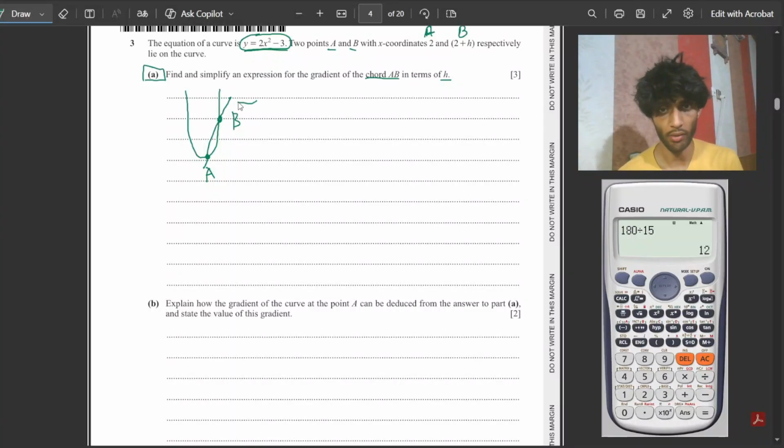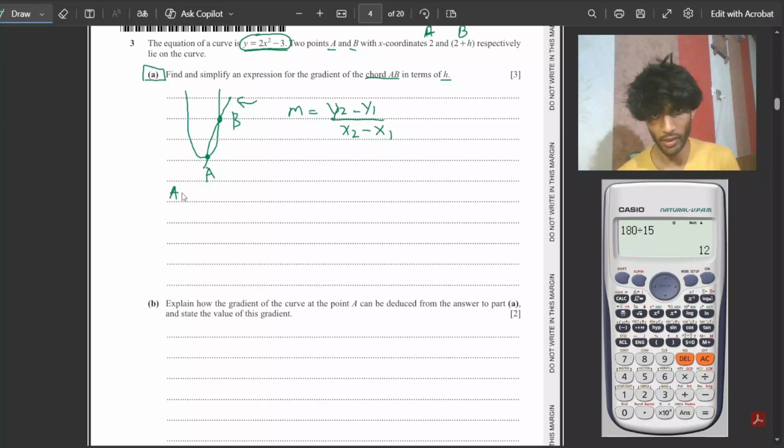Now we have to find the gradient of this line. So how can we find the gradient? The equation for gradient is basically y2 minus y1 over x2 minus x1. Do we know y2? No, we don't. We don't know what the y value of B point is, and we don't know what the y value of A point is. So let's first find those.